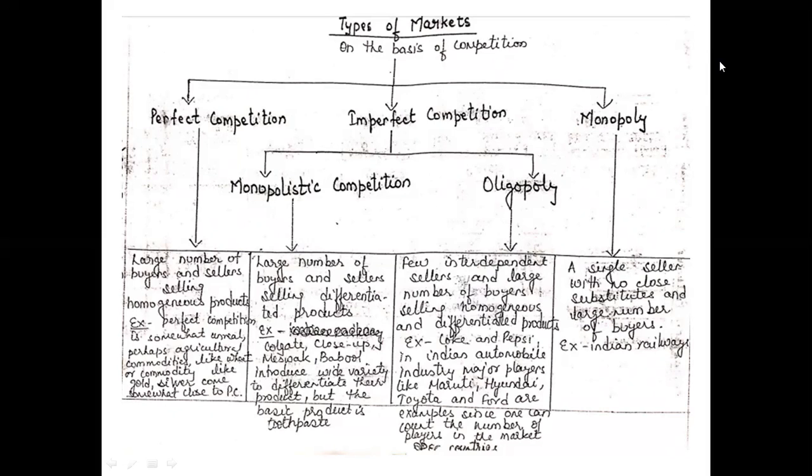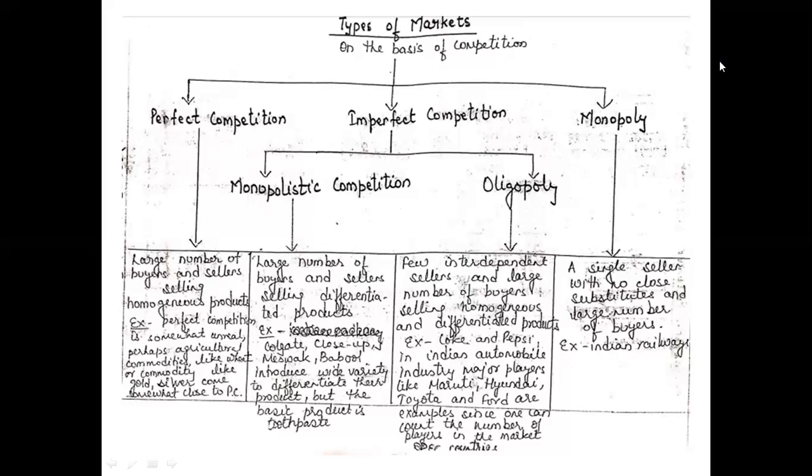Then we have monopolistic competition, where there are a large number of buyers and sellers selling differentiated products, like we can see in the toothpaste industry, Colgate, Close-Up, Miswak, Babool introduce wide variety to differentiate their product, but the basic product is toothpaste.